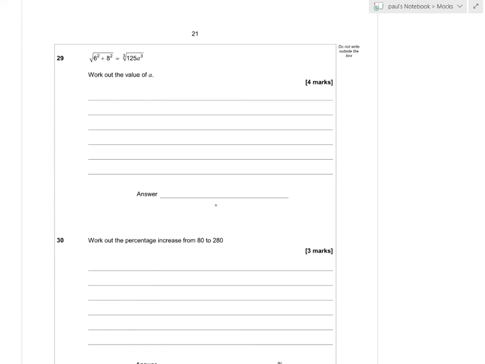Oh, this looks hard. 6 squared plus 8 squared. So that's 36 plus 64, the square root. 100. Square root of 100 equals 10. That's that bit. What's this? The cube root of 125 a cubed. So we can split that up. The cube root of 125 and the cube root of a cubed. The cube root of a cubed is a. The cube root of 125 is 25. So we've got 25 times a.